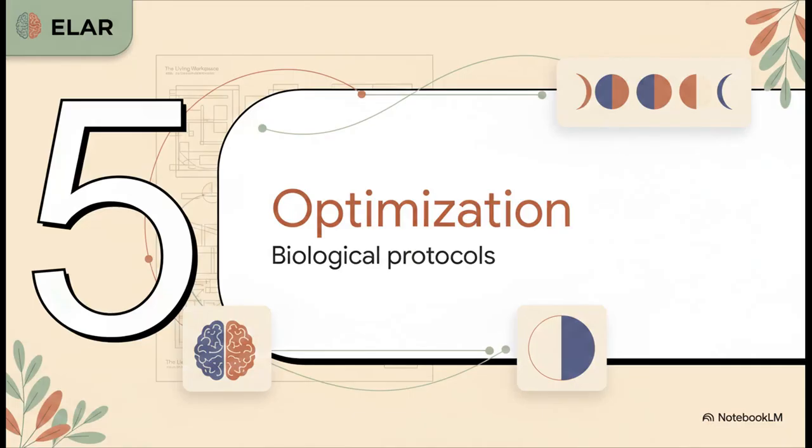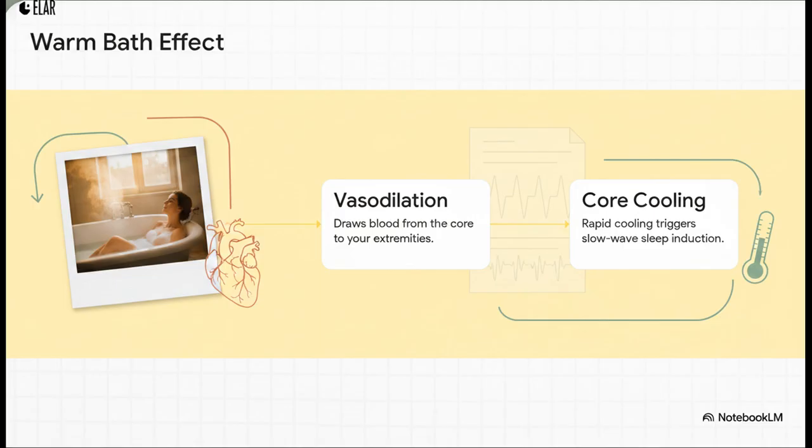Okay, so how do we actually hack this? That's Section 5, optimizing deep and REM sleep using evidence-based biological protocols. If you want to actively maximize your deep sleep, we can use some clever thermoregulatory hacking through what's called the warm bath effect. By taking a hot bath exactly 90 minutes before bed, you trigger vasodilation, which brings all your blood to the surface of your skin.